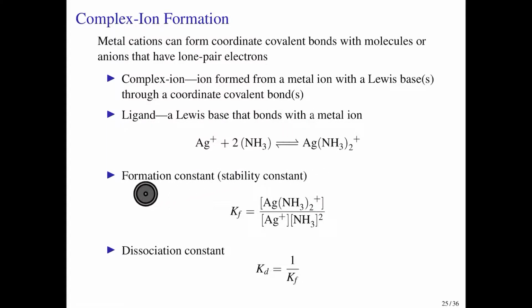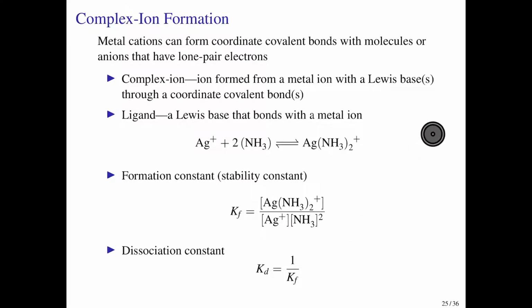Well, there's other reactions that are called formation reactions as well, particularly in thermochemistry. But in the sense of the complex ion formation, it's called a formation reaction, and it has its own equilibrium constant. So the Kf, which involves the concentration of the product, the complex ion in this case, divided by the concentration of the reactants. So we've got silver ion and ammonia. Ammonia should be squared because of the stoichiometric coefficient there.